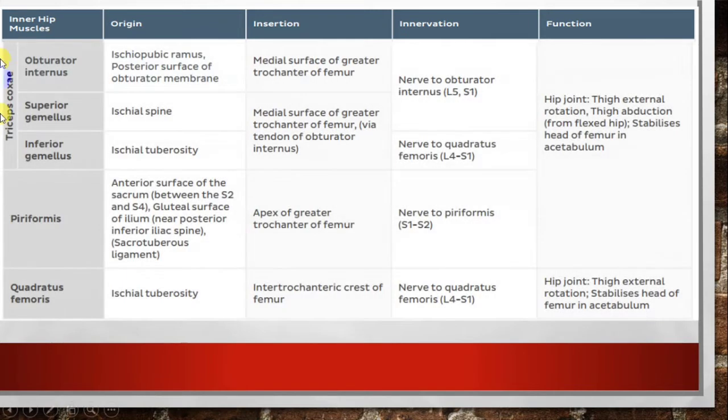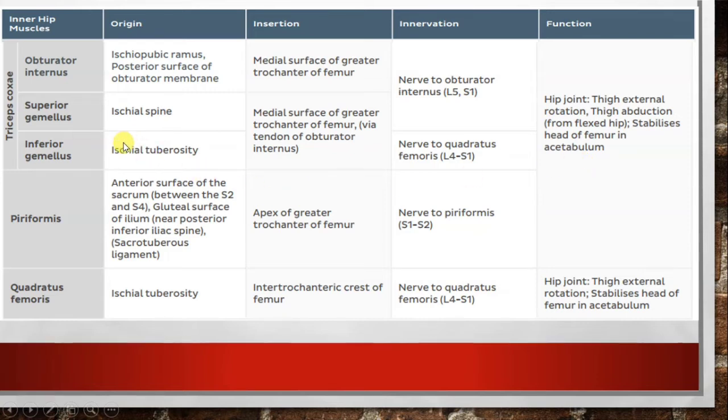As well as that, there are other inner hip muscles. These are obturator internus, which is arising from the ischiopubic ramus and the posterior surface of the obturator membrane. Insertion is the medial surface of greater trochanter of femur. Innervation is the nerve to the obturator internus. So there is a separate nerve for the obturator internus as well as the superior gemellus. Functions for these muscles are thigh external rotation, lateral rotation, thigh abduction, and stabilizing the head of the femur in the acetabulum.